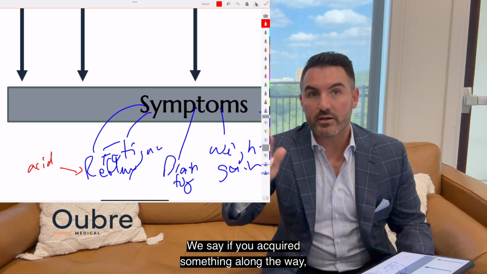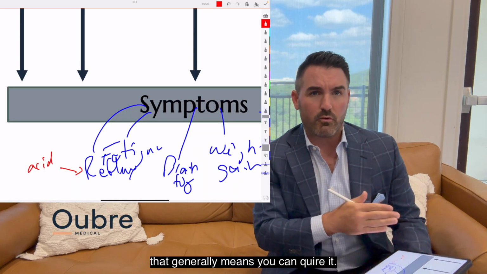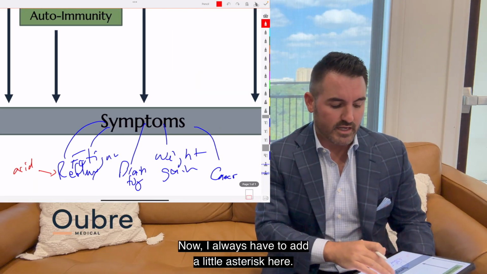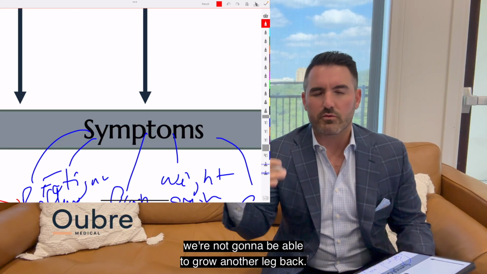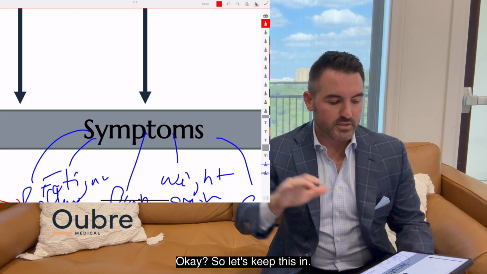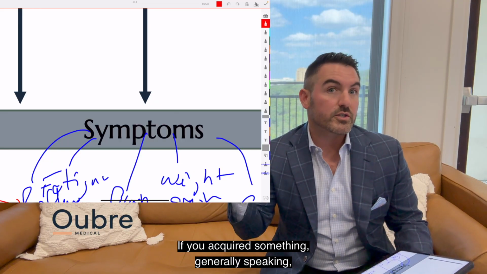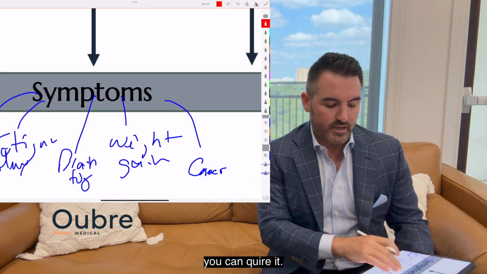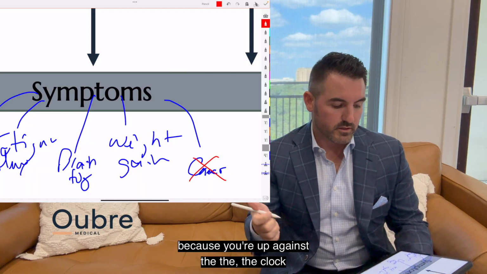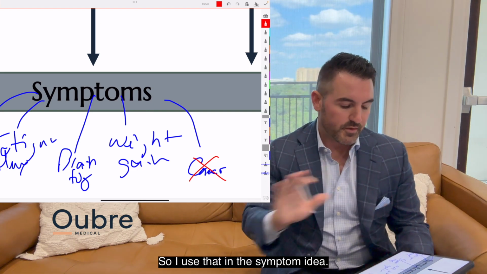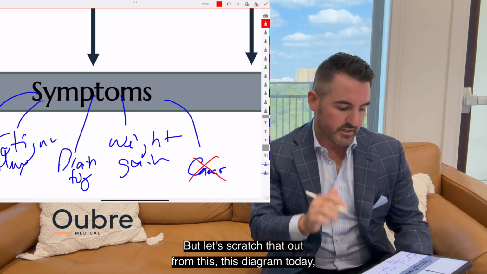We say if you acquired something along the way, if you developed a symptom, that generally means you can unacquire it. Now, I always have to add a little asterisk here. If you get your leg bitten off by a shark, we're not going to be able to grow another leg back, okay? So let's keep this in the realm of functional medicine, chronic disease type things. If you acquired something, generally speaking, you can unacquire it. Cancer is a big question mark because that's very difficult to reverse because you're up against the clock and your own human tissue. So I use that in the symptom idea, but let's scratch that out from this diagram today.